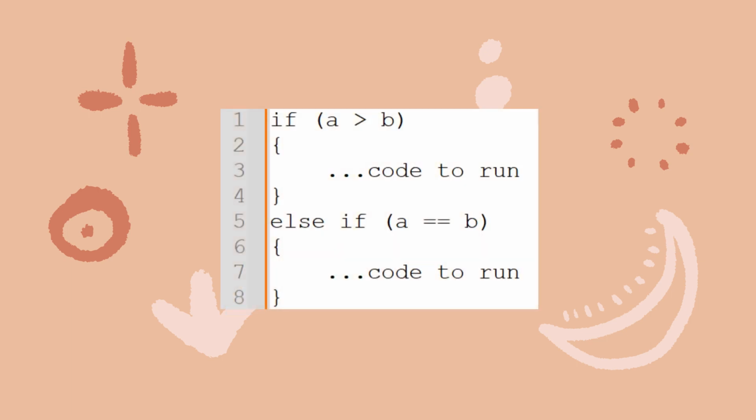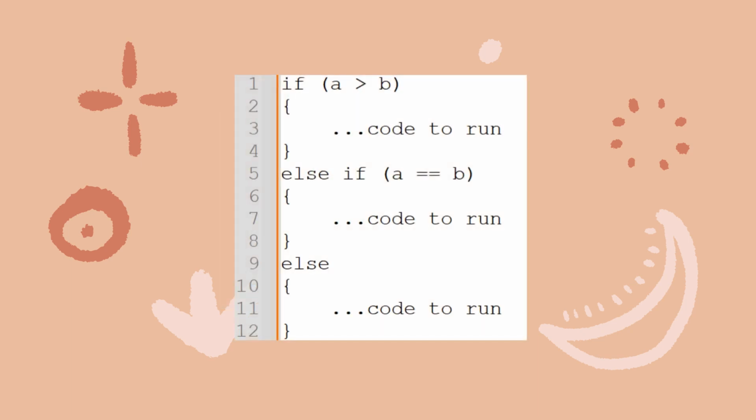Another case is to check if a condition is true and it will run a part of code, but if it is false it will check another condition. If the other is true it will run something else. The last case is to check if a condition is true and it will run a part of code, but if it is false it will check another condition. If the other is true it will run something else. But, if the other is false as well, it will do something else.